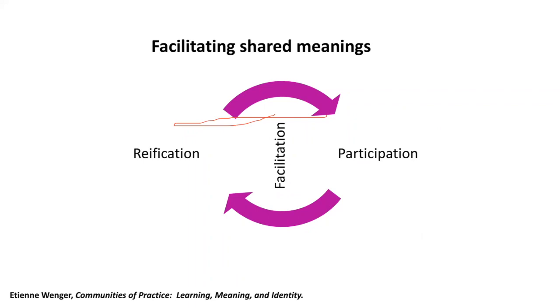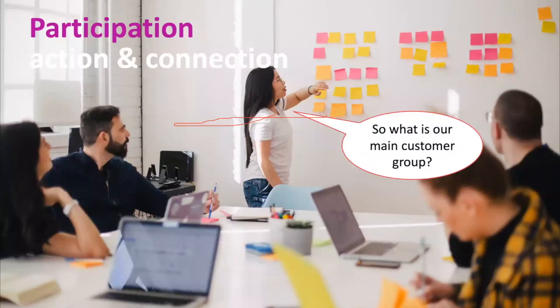So the participation part is something we are all familiar with. This is the workshopping part. This is what this image is trying to tell you. So for example, if we're trying to figure out what is our main customer group, or in other words, we're trying to have a shared meaning, what is our main customer group? What we typically do is have a workshop.